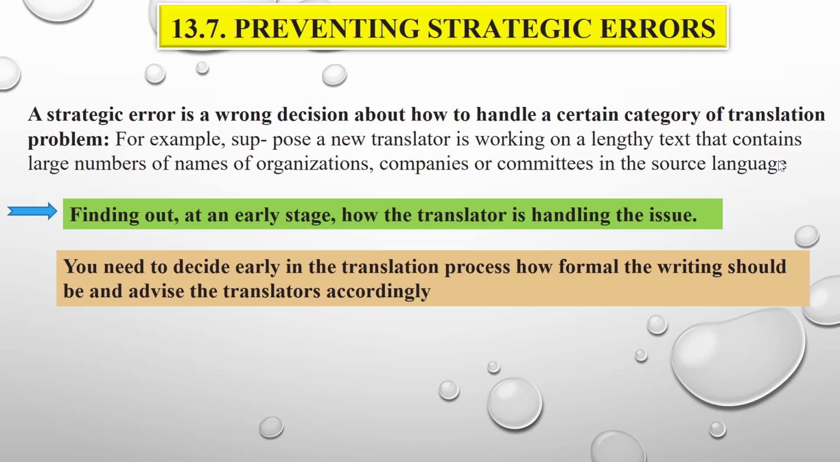In the case of a contractor, you can send instructions about strategy along with the text. For example, leave all organization names in the source language, italicize them, and add a translation in brackets. So, finding out at an early stage, at the very start, how the translator is handling the issue. Okay, you need to decide very early on in the translation process how formal the writing should be and advise the translator accordingly.